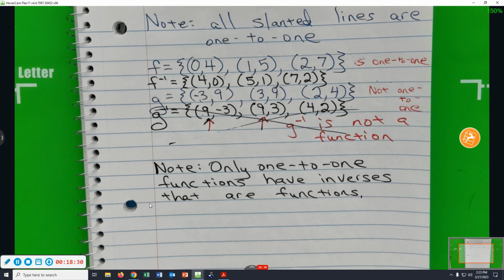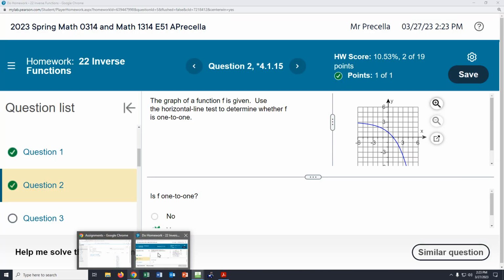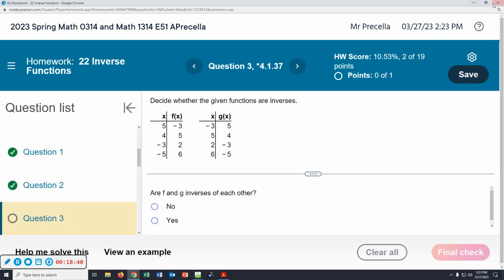So with that in mind, let's come back over here. Go on to number 3. Decide whether the given functions are inverses. I think this is something we can do. You probably don't even need to try to write it down. Okay, here's x and f of x. So x, y. Here's x, y on the supposed inverse.